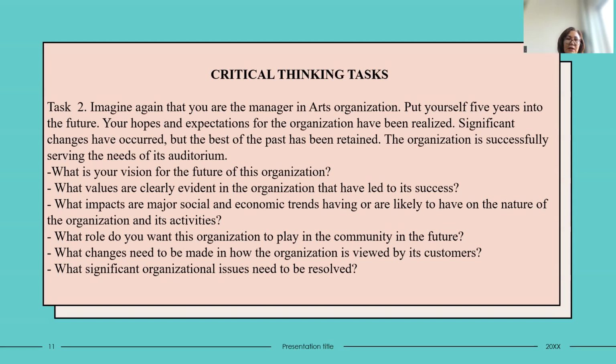And another critical thinking task: imagine again that you are the manager in that organization. Put yourself 5 years into the future. Your hopes, your expectations for the organization have been realized. Significant changes have occurred, but the best of the past has been retained. The organization is successfully serving the needs of its audience. By following these questions, please prepare your topic. What is your vision for the future of this organization? What values are clearly evident in the organization that have led to its success? What impacts are major social and economic trends having or likely to have on the nature of the organization and its activities, and so on?